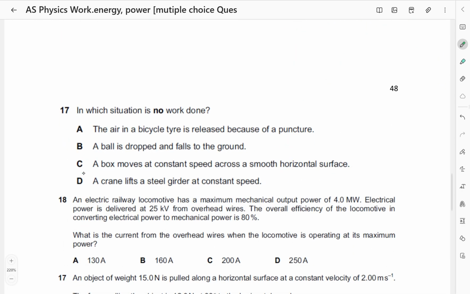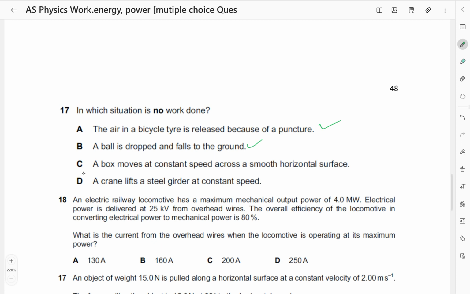In which situation is no work done? The air in a bicycle tire is released because of a puncture. So there is work done. Reason: the air will be pushing against the atmosphere, so there is work done there, which is pressure times change in volume. A ball is dropped and falls to the ground. Of course, there is force due to gravity pulling it downwards, and it is moving a distance, so there is work done there.